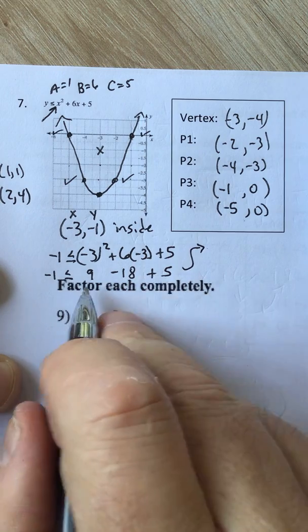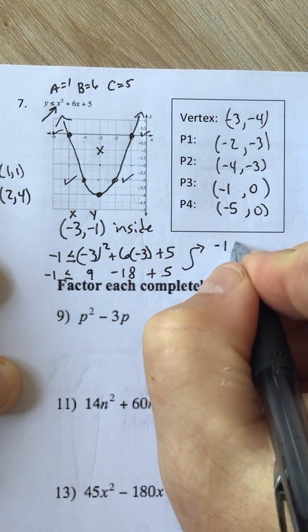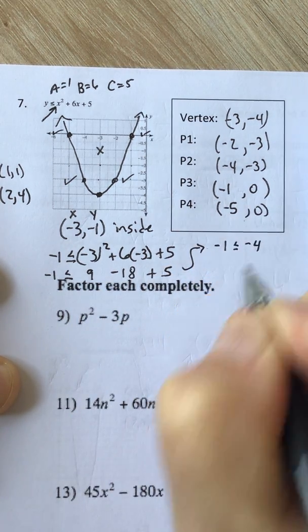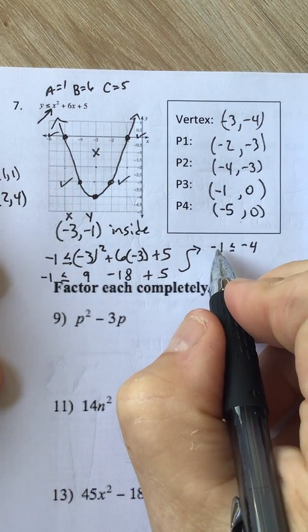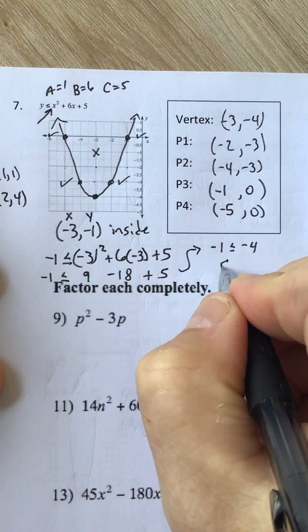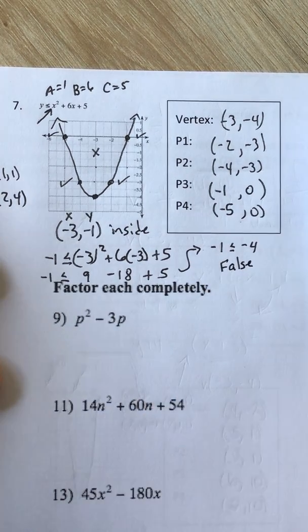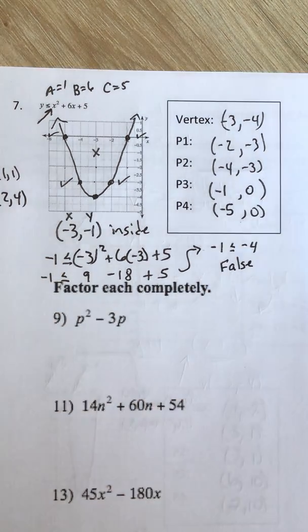9, let's see, what we already did this. This was -4, so we have -1 less than or equal to -4. That's either true or false. Is -1 smaller than -4? That is false. We want to shade everything that is true.